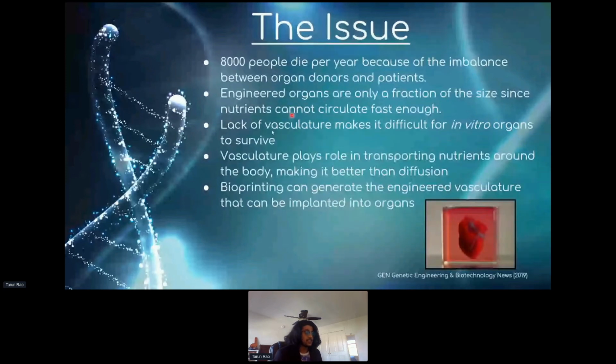Take, for instance, this heart right here. This heart was a bioprinted heart, and it is meant for a human, yet it is only the size of a rabbit's heart. As clearly stated, it lacks the vasculature needed to transport the nutrients without limiting its size. So bioprinting has the potential to create this functional vasculature, which can be implanted into these organs, which will greatly increase their functionality.